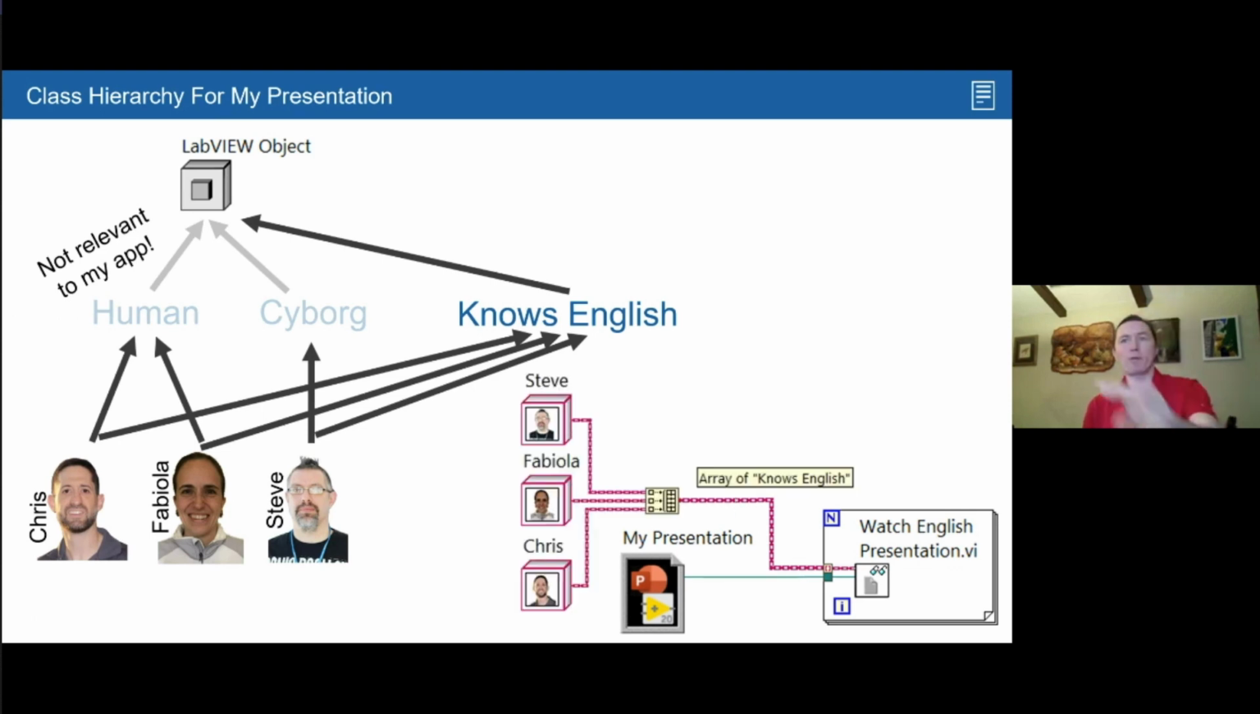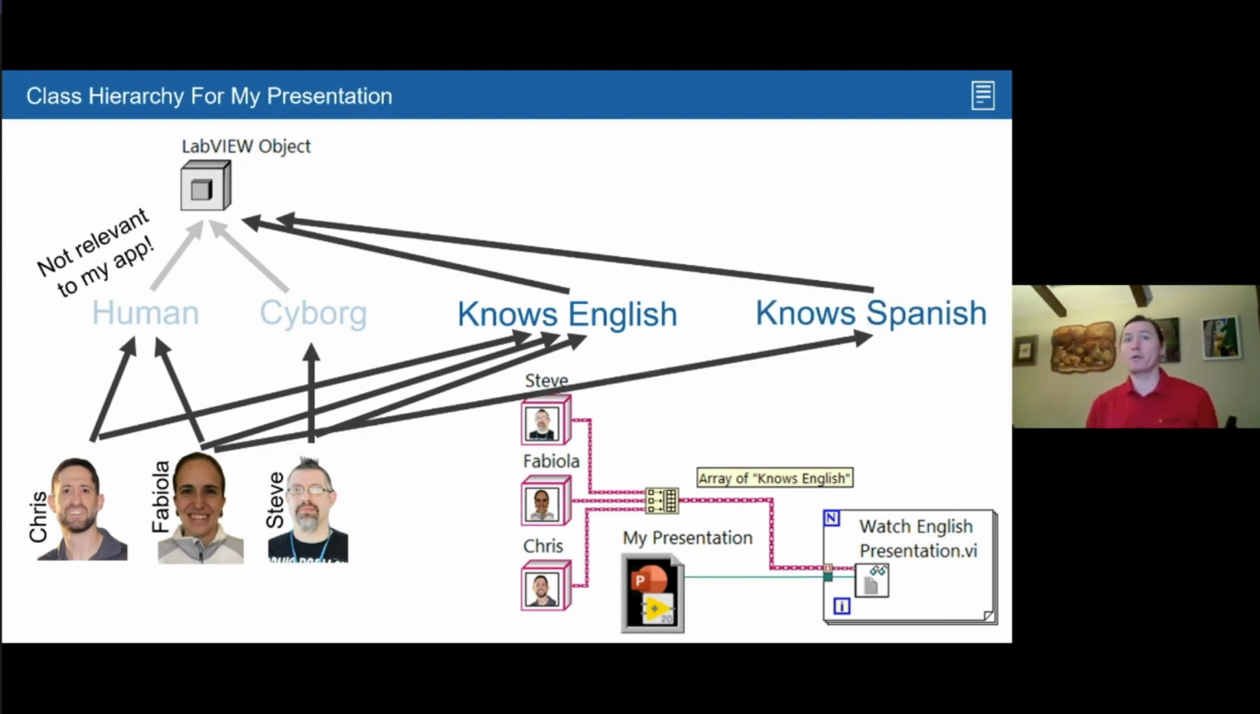And I can build them all together and get an array of knows English out of that. And if one of them knows Spanish, I should be able to put that on the side because that's another separate interface. And I should be able to just add those on to my existing hierarchy and give them functionality.